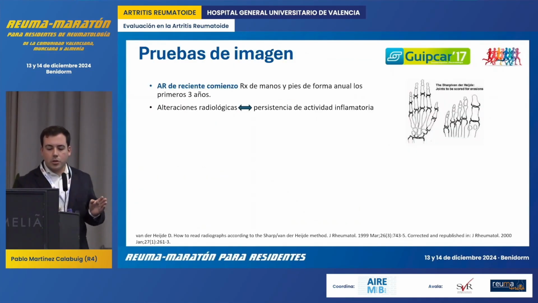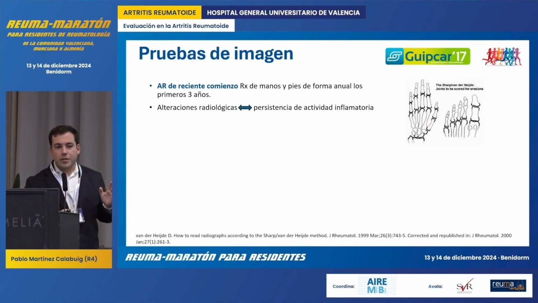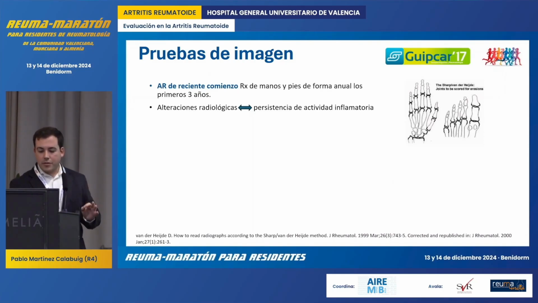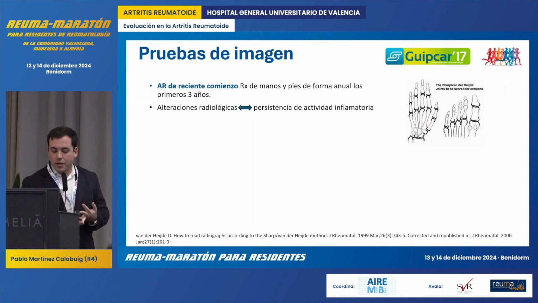Regarding imaging tests, when do we perform an X-ray? What kind of X-ray do we perform? Well, the guidelines state that in a recently diagnosed arthritis case, we should perform an X-ray of the hands and feet annually during the first few years. After that, it would be more up to our discretion, or it may also depend on the disease flares the patient might experience or other clinical manifestations that may appear.